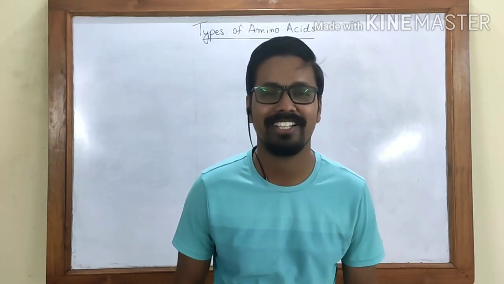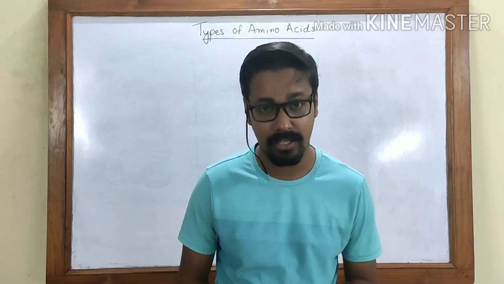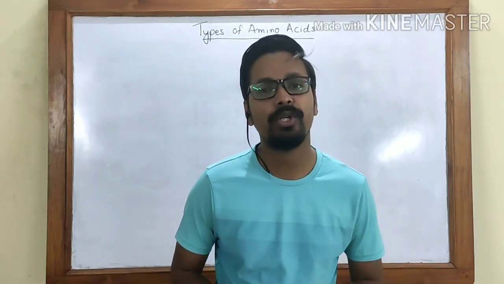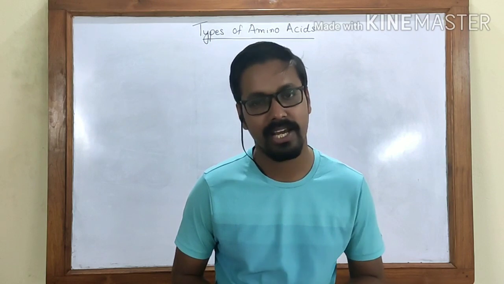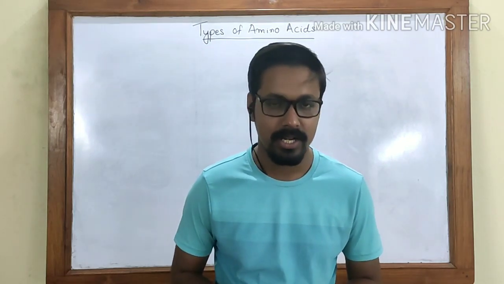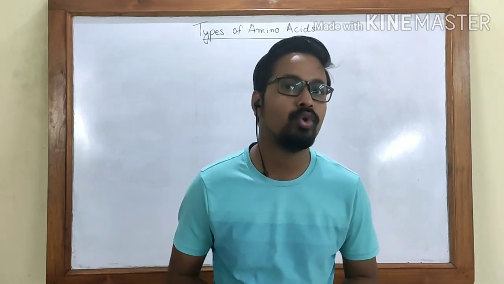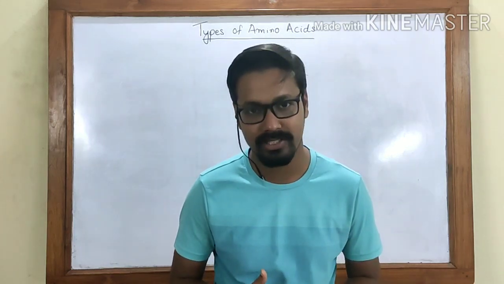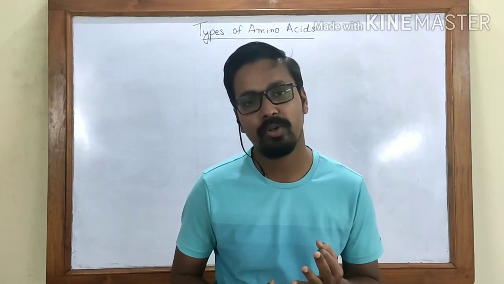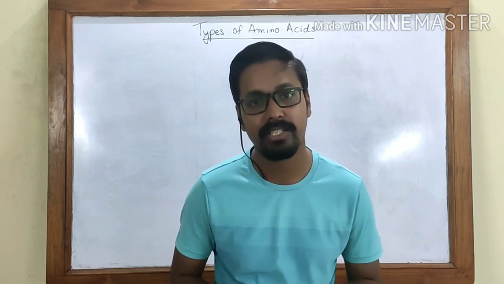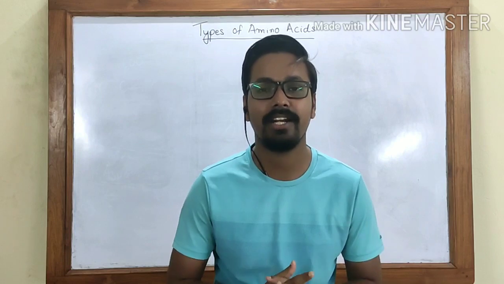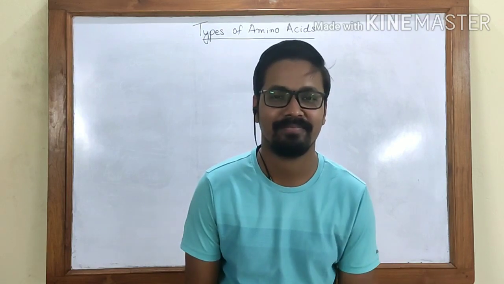Hello everyone, welcome to our next video, and this is going to be the third of the 3 lectures on types of amino acids. We are going to deal with 5 amino acids which have polarity as well as charge. Out of those 5 amino acids, we have 3 amino acids which will have positive charge and 2 amino acids which will have negative charge. So let's get into those without wasting much time.